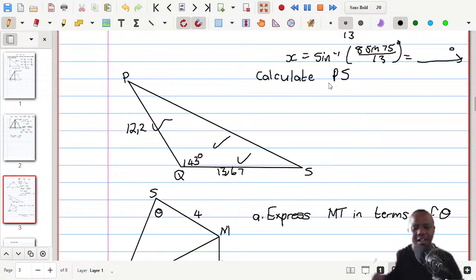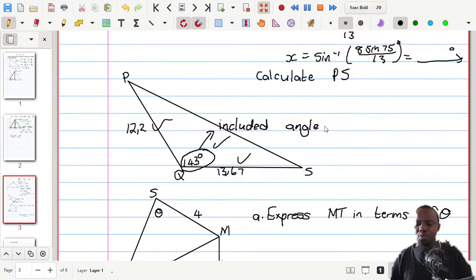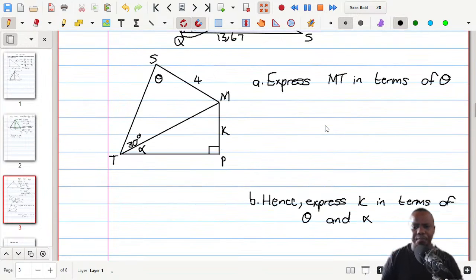Now, when you want to calculate the value of PS, you can actually not use the sine rule here. Why? Because 143 is between two known sides. This type of angle is what we call an included angle. The sine rule does not work with included angles. The cosine rule is what we use for included angles, but since we have not yet touched the cosine rule, we will come back to this question a little later on. Let's move to the next question.